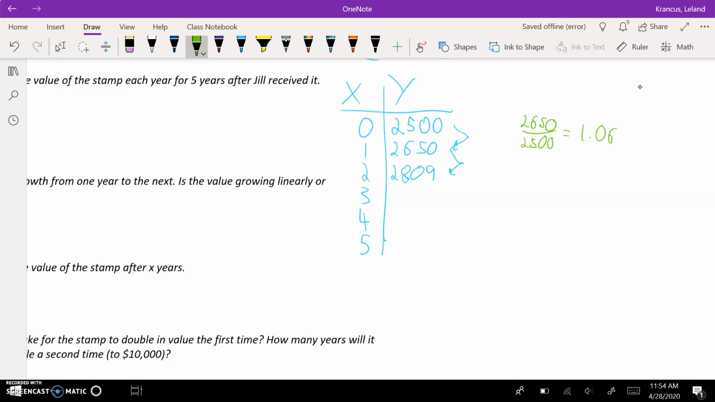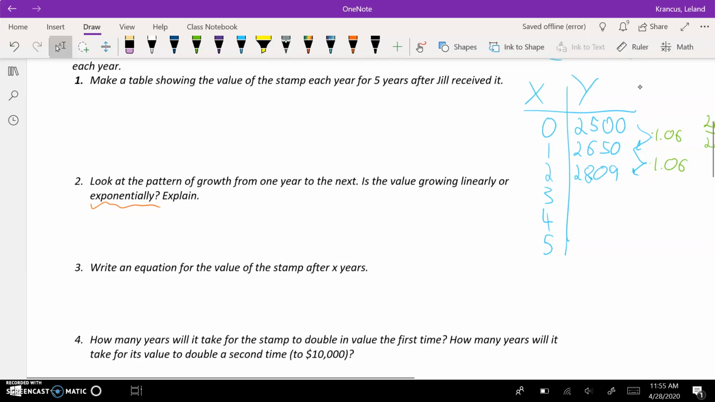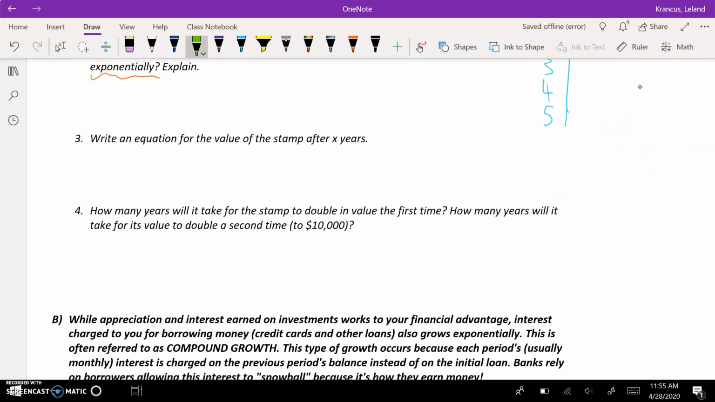And if we do the same thing for the next interval, 2809 divided by 2650, you get 1.06, the same multiplier. So we've got our starting value and we've got our multiplier. So now we can write an equation for the value of the stamp after X years. Y equals 2,500, your starting value, times 1.06 to the power of X, where Y is the total value after some number of years and X is the number of years.